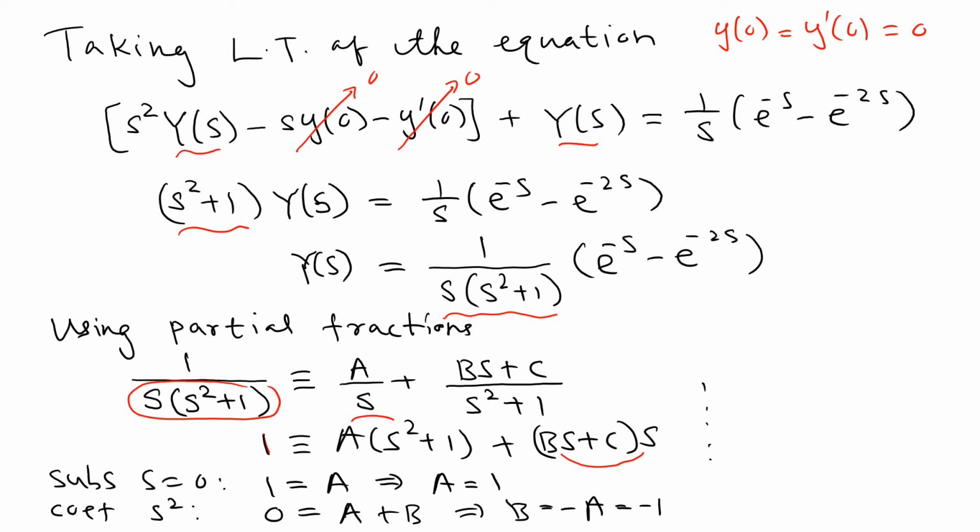Next, we're going to go with the coefficient of s. You can see there's no s term on the left side, which is 0. On the right side, you can get an s term if you multiply these two. So the coefficient is C. So this is C equals 0. So we find all three, A, B, C.